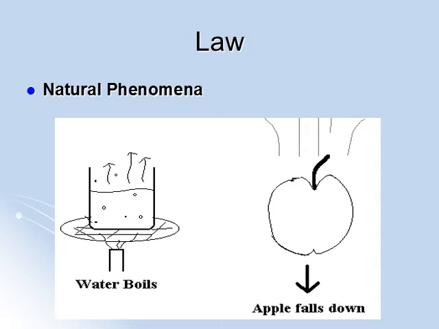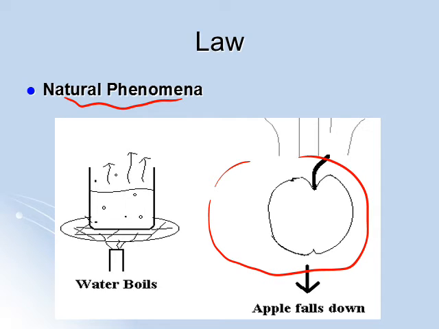Here we're going to define law. Law is a natural phenomenon without any exception. For example, an apple falls downward. That's a natural phenomenon, and there is no exception. It doesn't move upward. If you keep on heating water, it's going to boil. That's also a natural phenomenon, your observation. So keep this in mind, that whenever we talk about law, we mean natural phenomena without any exception.